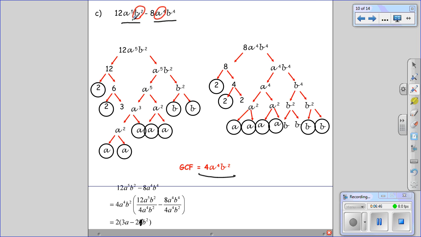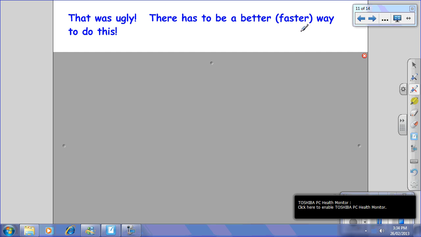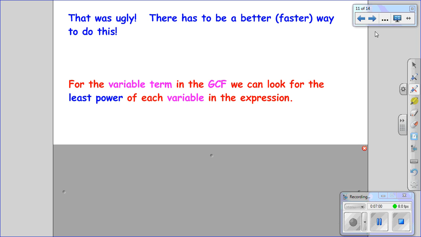And then this one, I chose the b squared from the first term and the a to the 4th from the second term. If I think about the relationship and the connection, the idea would be that I chose the term with the lowest or least exponent. So that's what I always want to do.